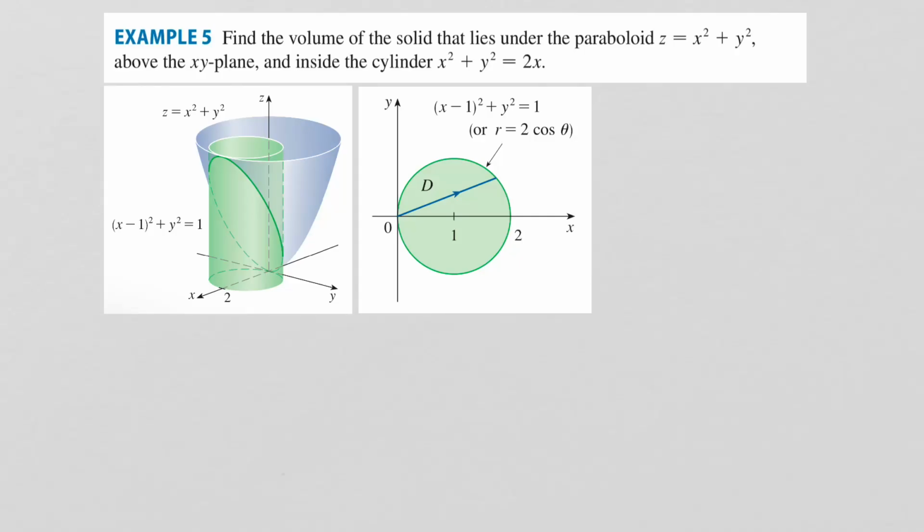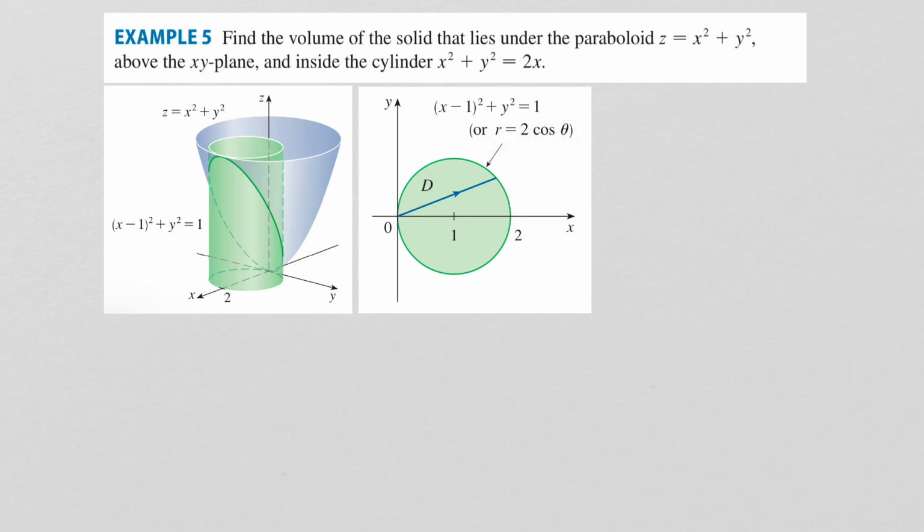In our final example, we wish to find the volume of the solid that lies under the paraboloid, so this is our function, above the xy plane, and inside of the cylinder x squared plus y squared equals 2x, which is this object here. Now, if you project that down into the xy plane, that is this circle. This circle can be described by recognizing that the equation for this circle in polar coordinates is r equals 2 cosine of theta.